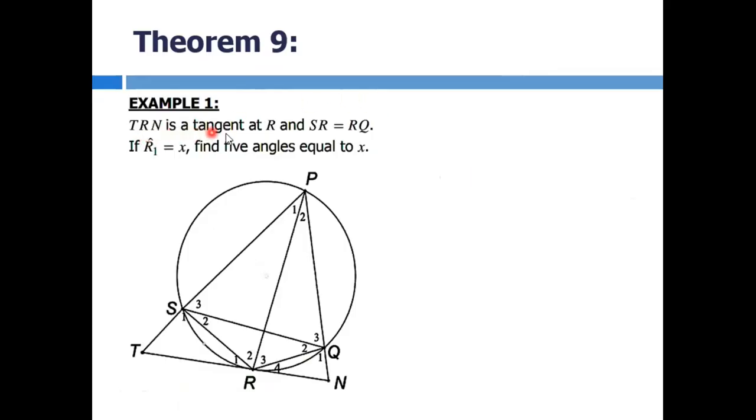It says TRN is a tangent at R. So the minute you see that you've got the word tangent, you start thinking about your tangent theorems. Okay, we've got 3 of them. Pretty much everything comes in sets of 3s. So if we've got TRN as a tangent and we know the center, then we've got the tangent perpendicular to the radius. But do you see I don't have a center? So I cross that one off my list. I'm not going to use tangent perpendicular to radius.